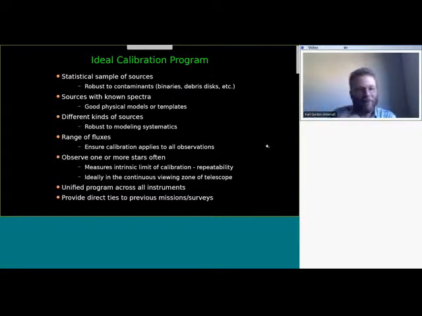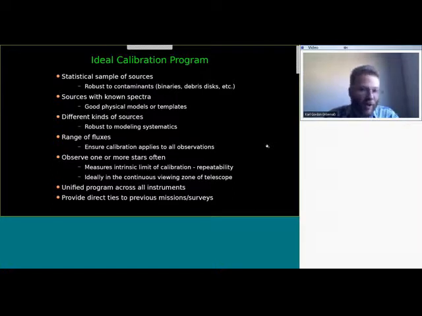We'd like different kinds of sources so we're robust to modeling systematics. If we only get A dwarfs, maybe there's some systematic error in the stellar atmospheres of A dwarfs, and we wouldn't know it unless we found some other kind of source that had a different systematic or didn't have the systematic. We'd like a range of fluxes, so we can ensure that calibration applies to all observations, not just the bright ones. Usually calibration stars are bright because you want very high signal to noise, so you're not photon dominated.